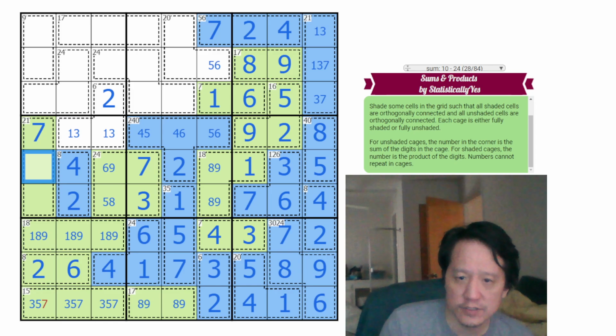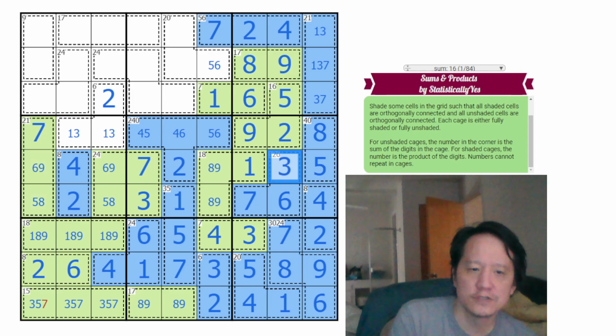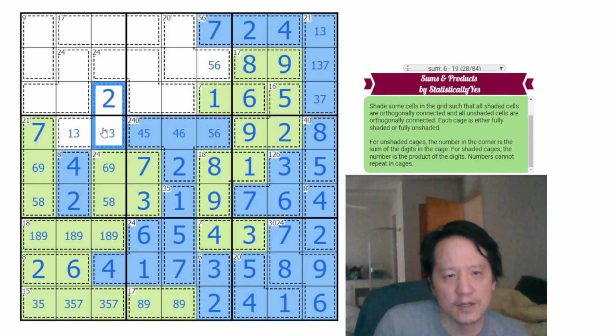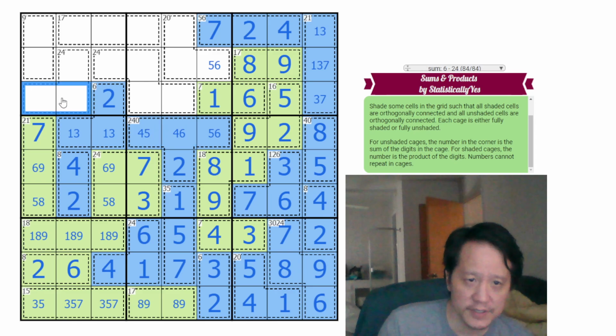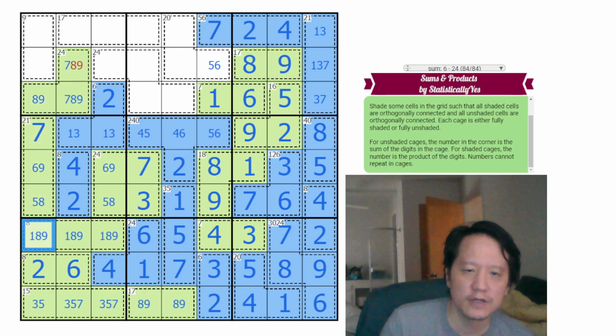This is 5, 9, or 6, 8. So this is 6, 9. This 7. This has to be 8. This is 9. So this has to be shaded. This has to be unshaded. So we got 7, 8, 9. This is 8 or 9. This is 8 or 9. This cannot be 8 or 9. Therefore, this is 1.